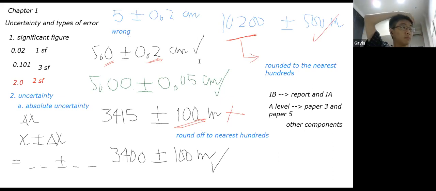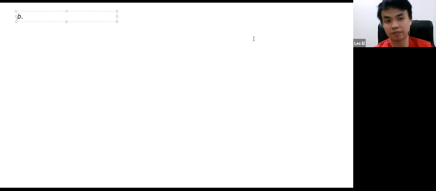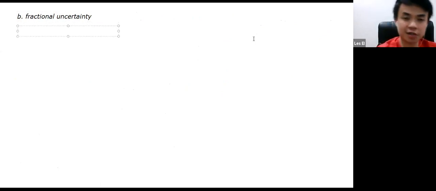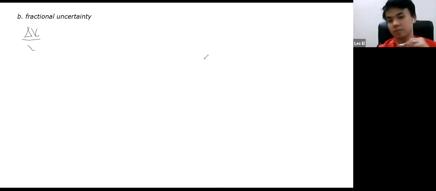Okay. Now, the second type of uncertainty is fractional uncertainty. Fractional uncertainty is your absolute uncertainty divided by your measurement. Done. So just leave it like that. So when someone says, what is your fractional uncertainty? Means he asked for that.